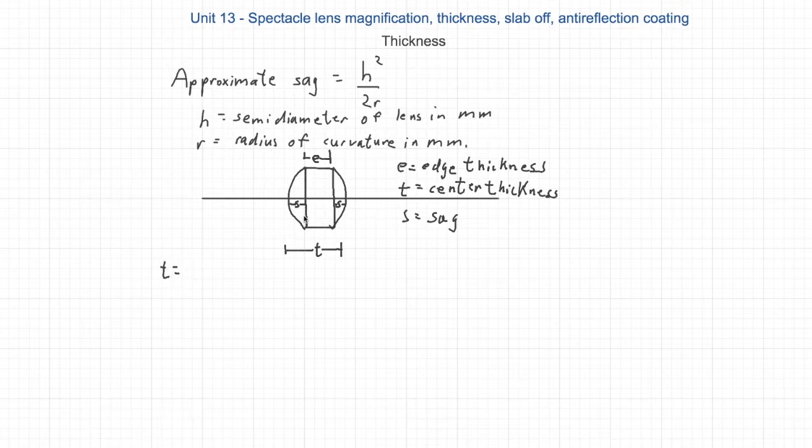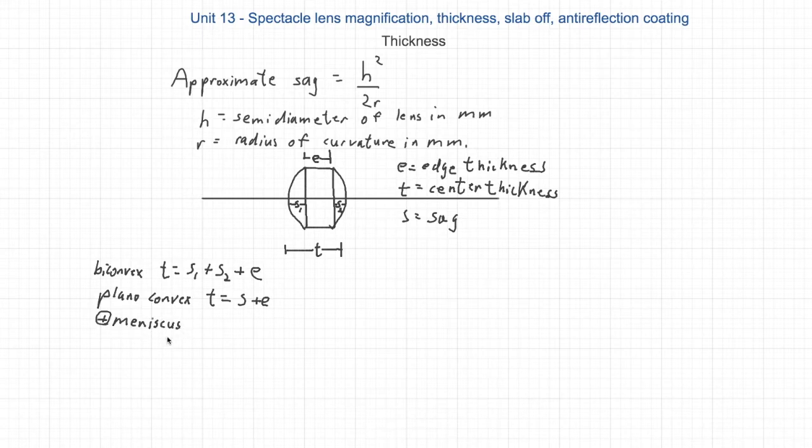So the center thickness of a biconvex lens, we'll call them S1 and S2. The center thickness equals S1 plus S2 plus E. And you can see from the diagram how that makes sense. For a plano-convex lens, the center thickness equals S plus E. There's only one curved surface, there's only one sag.